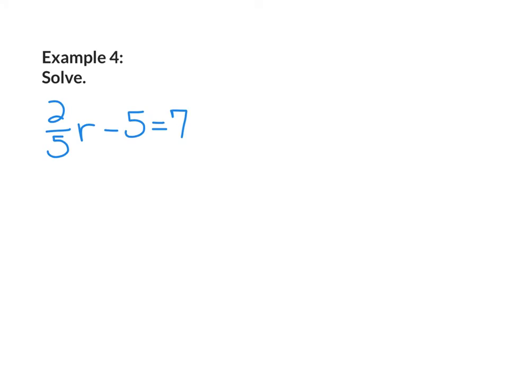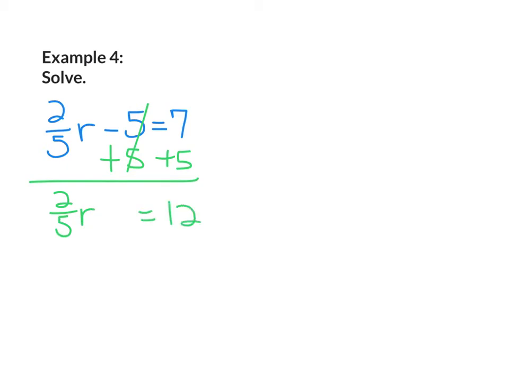Example 4. Solve. 2 over 5r minus 5 equals 7. I need to get my variable alone, so I need to move the 5 to the other side. I notice that my 5 is negative, so the opposite of that is positive, so I'm going to add 5 to both sides. 5 take away 5 is 0, so it cancels out. I'm going to bring down 2 over 5r equals 7 plus 5 gives me 12.